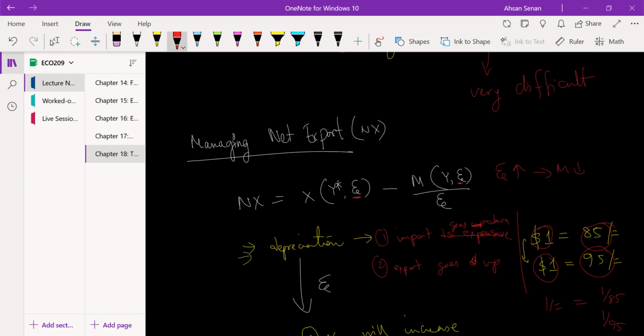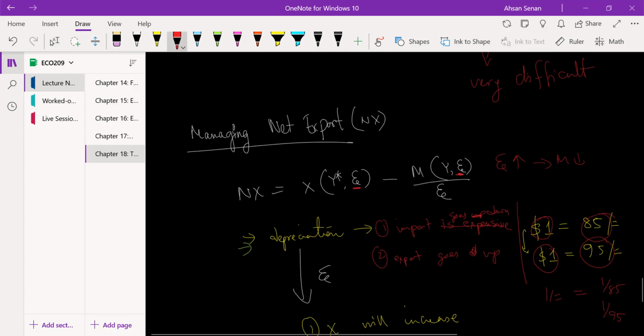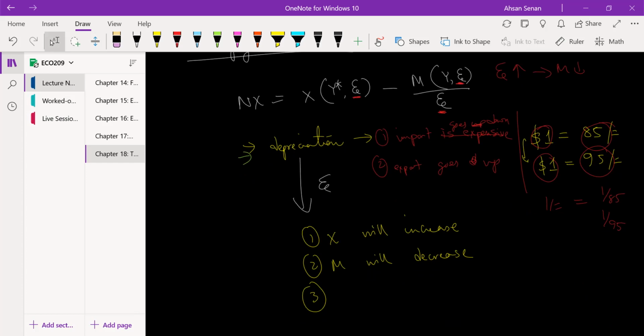We have epsilon here. We've dealt with that, export going up. We have an epsilon here. We've dealt with that, epsilon up, import going down. But we also have an epsilon here, right? So the 1 by epsilon that we have will increase.